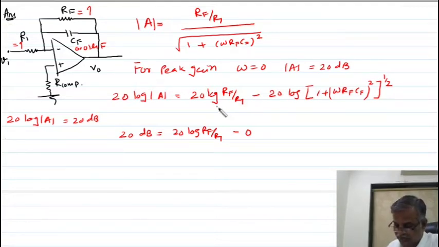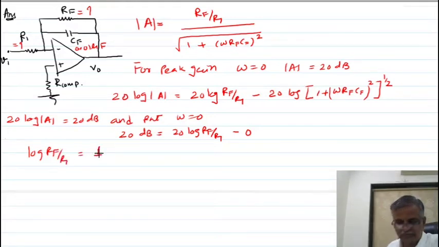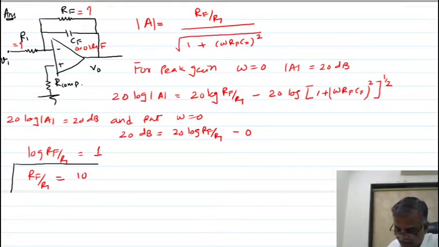Again, those who do not understand, put omega equal to 0 and we will get this. So log of Rf by R1 is 1. Now anti-log, you know anti-log of 1 is nothing but 10. So you are getting Rf by R1 is 10.